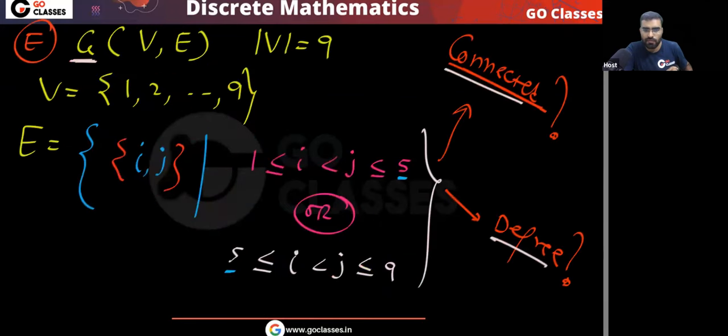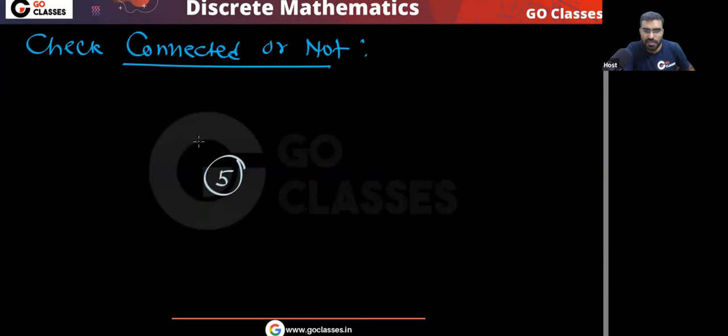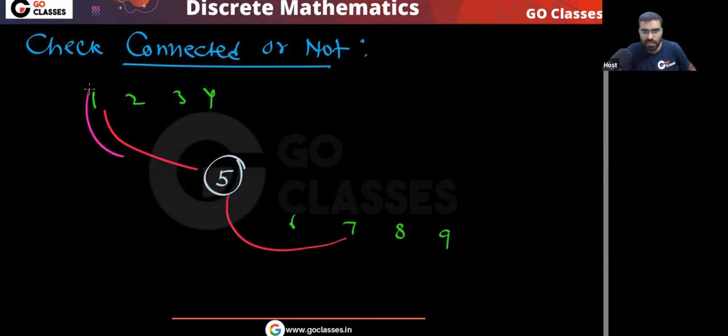First you will check, is this graph connected? Yes, this graph is connected. You can check in another way also. You can easily notice that these vertices, 1, 2, 3, 4, are adjacent through 5. Yes or no? Agree with me? There is a path through 5 like this.